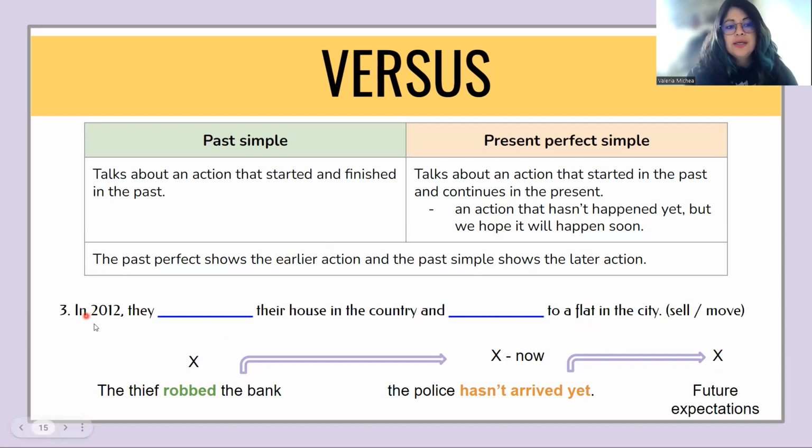Number 3. In 2012, their house in the country yard and to a flat in the city. Right? So here we have sell and move. All right, so decide wisely. Do we have completed actions in the past? Do we have open actions in the present perfect? So you have to decide, is this open or is this over?